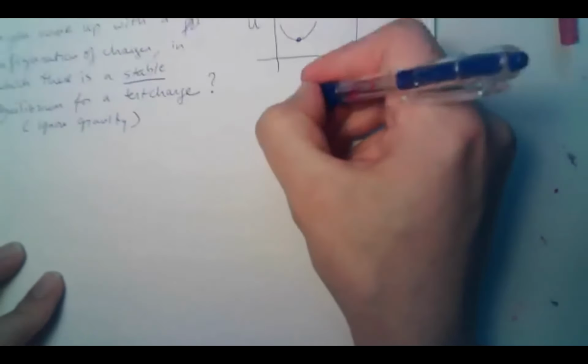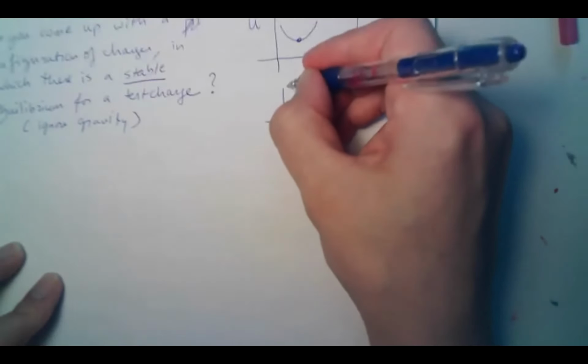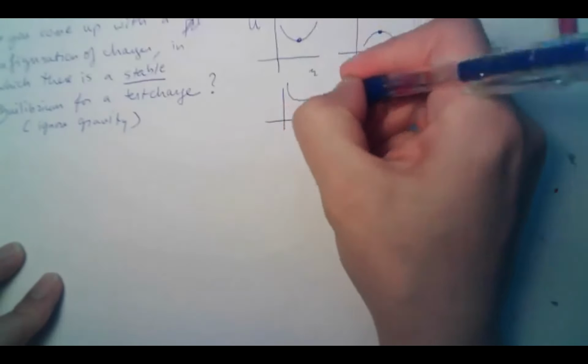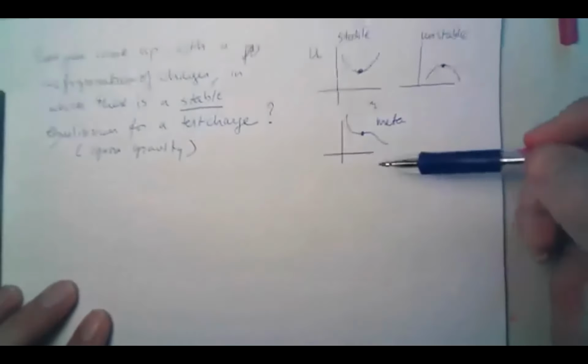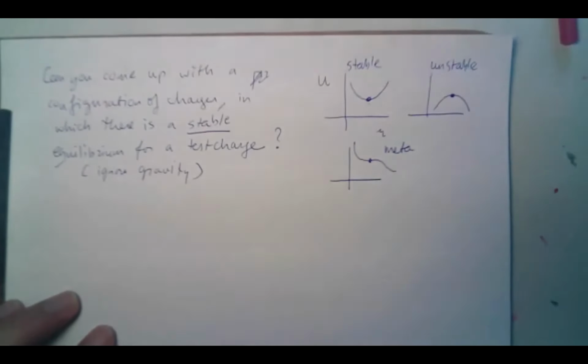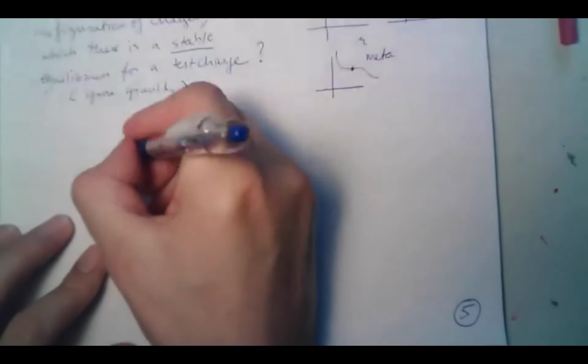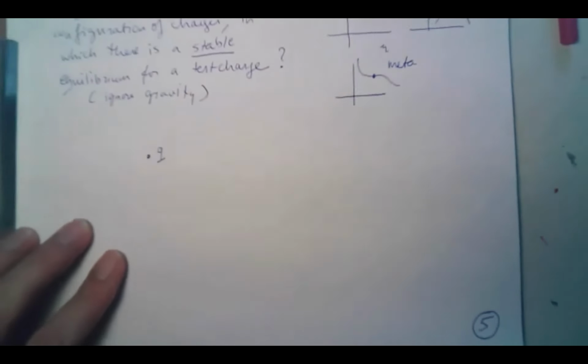And then there's also metastable, where you just have like an inflection point. Metastable, stable, unstable, metastable. Okay, so we want something of this kind. So let's start with the charge here. So this is my test charge.